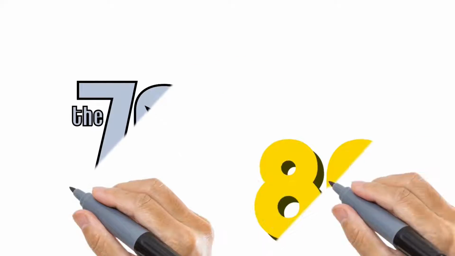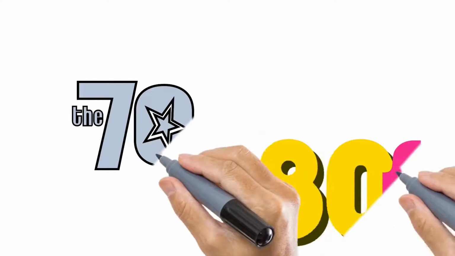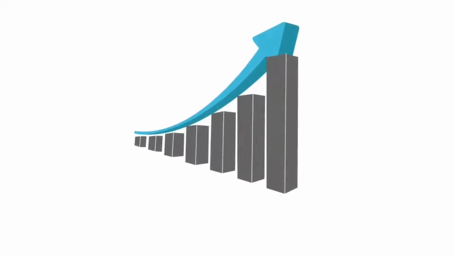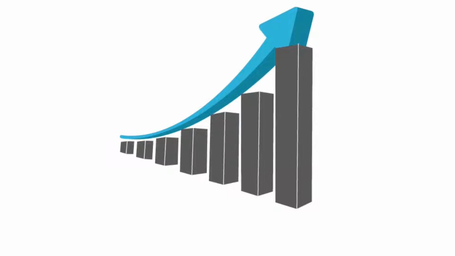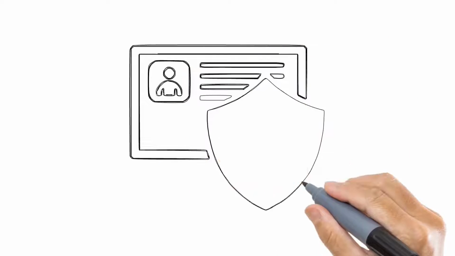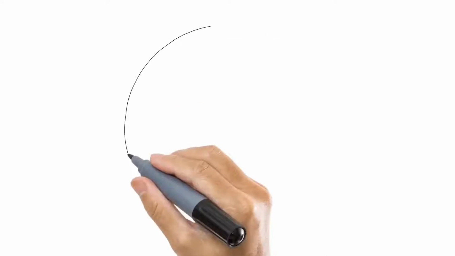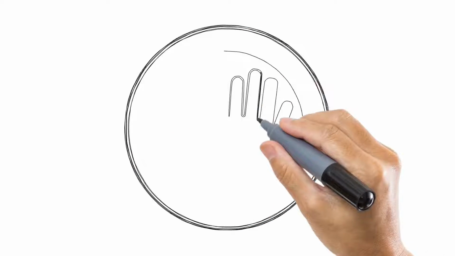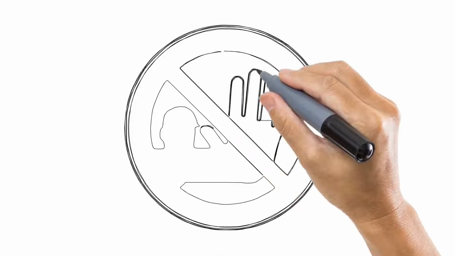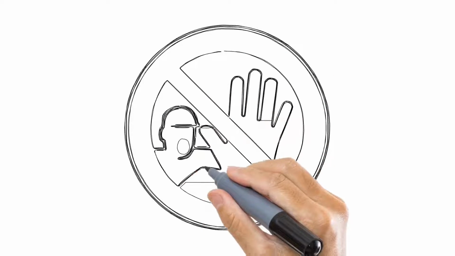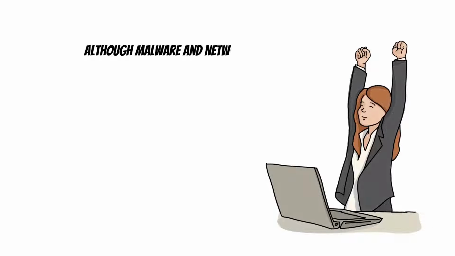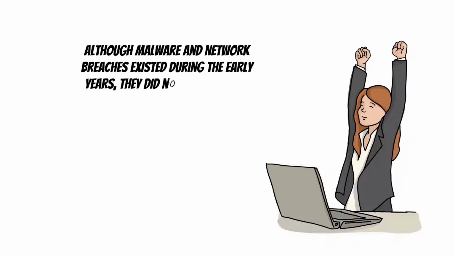However, the 1970s and 1980s didn't have any grave computer threats because computers and the Internet were still developing, and security threats were easily identifiable. Most often, threats came from malicious insiders who gained unauthorized access to sensitive documents and files. Although malware and network breaches existed during the early years, they did not use them for financial gain.